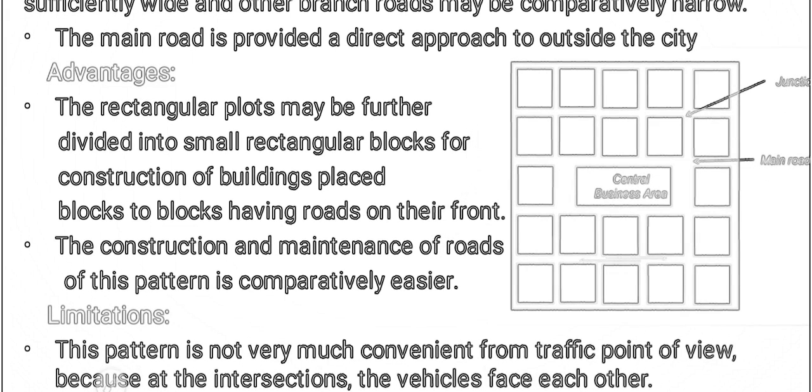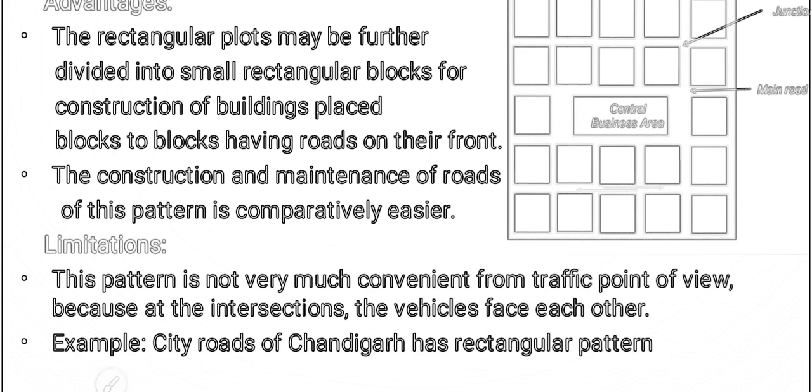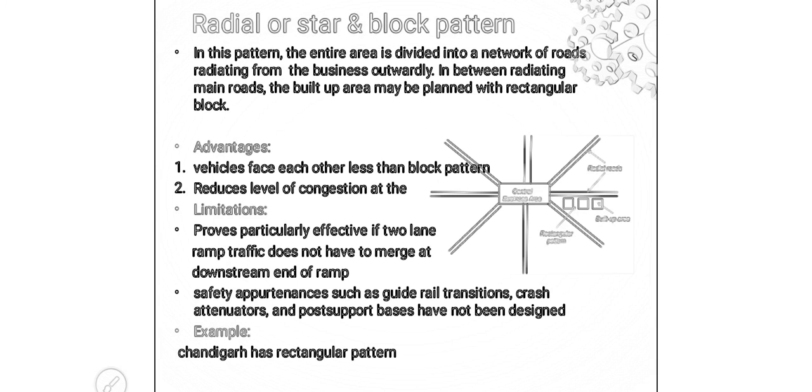Advantages. The rectangular plots may be further divided into small rectangular blocks for construction of buildings, depending upon the total area there. The construction and maintenance of roads of this pattern is comparatively easier than other patterns of roads. Limitation. This pattern is not very convenient from the traffic point of view because at the intersections the vehicles are required to face each other. An example of such a pattern adopted in India: the city roads of Chandigarh have a rectangular pattern.